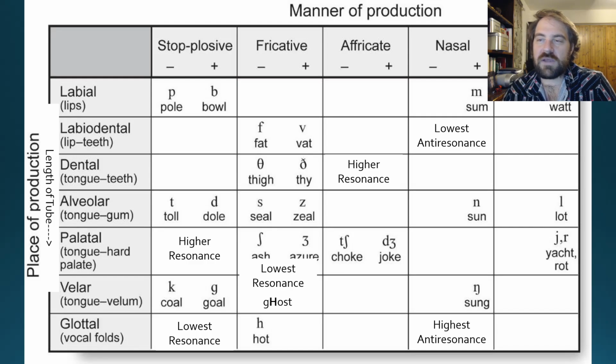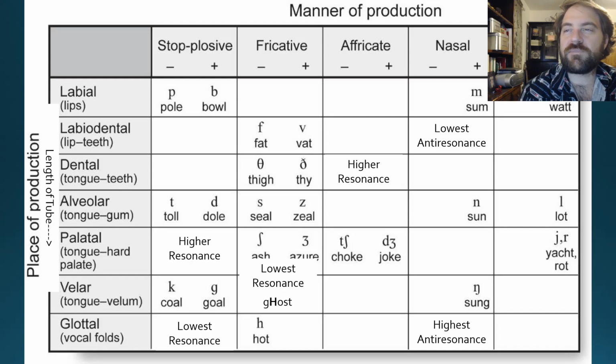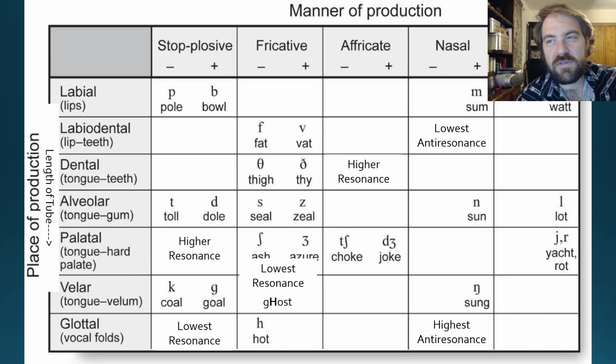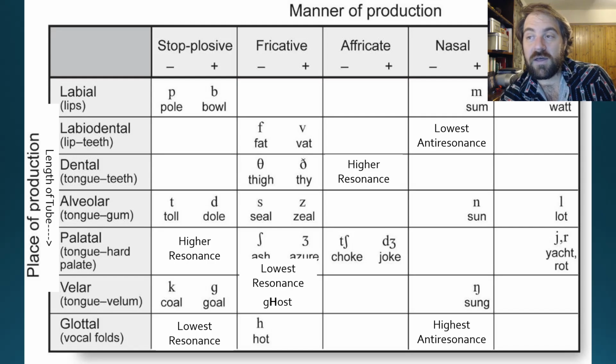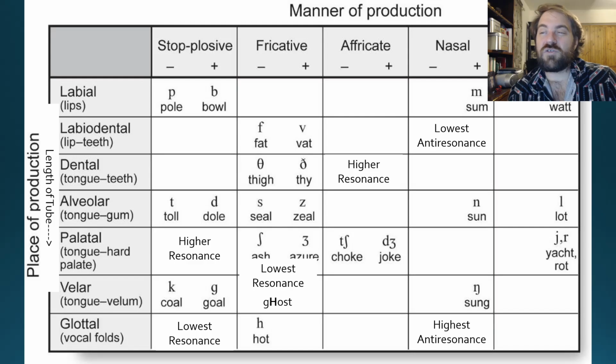So PB, TD, KG, those are all stops. Fricatives, we've got a lot of fricatives. F and V, th and the, s and z, and then sh and j, and then also ha, just whispering. Affricates are easy. We've got ch and j. Nasals are also easy. M, n, and ing. And then semivowels, not too bad. Behind my head is a W. W, ul, and y, r.